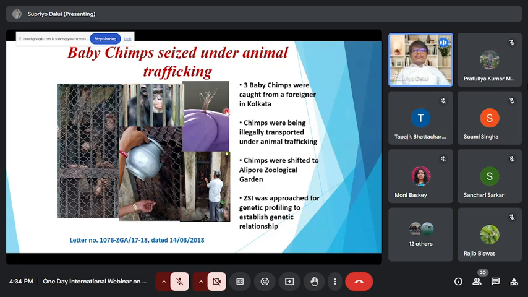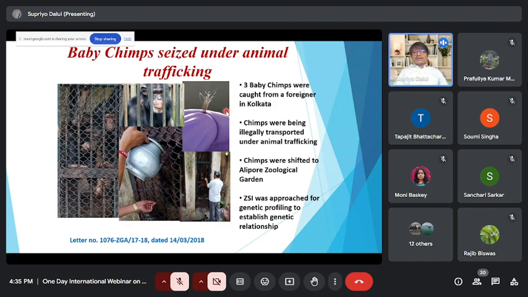So they had captured a few foreigners who were transporting 3 baby chimpanzees. So naturally, it was a crime. It was an illegal transport, and these baby chimps were taken to New Alipur Zoo for protection. And the zoo director sought our help to understand if these 3 chimpanzees are genetically related or not. So are they siblings or not, and are they from the same geographic region or not.